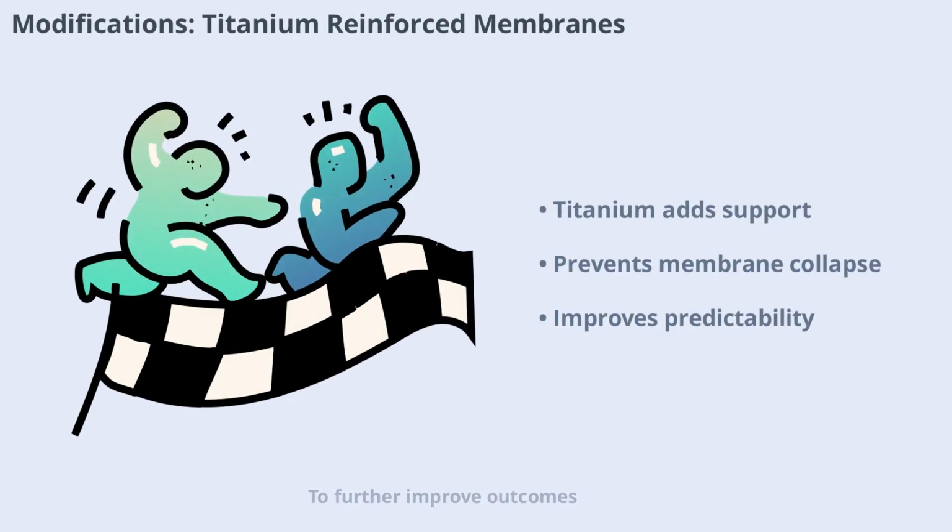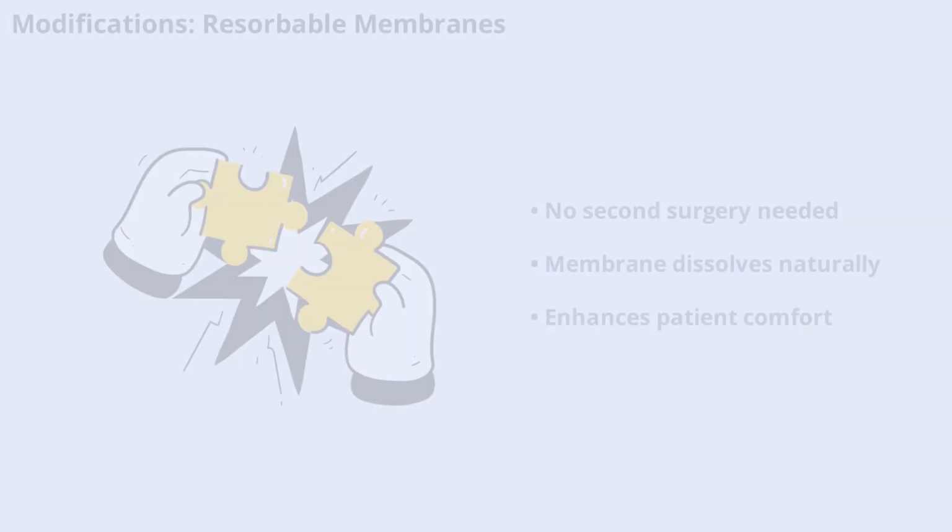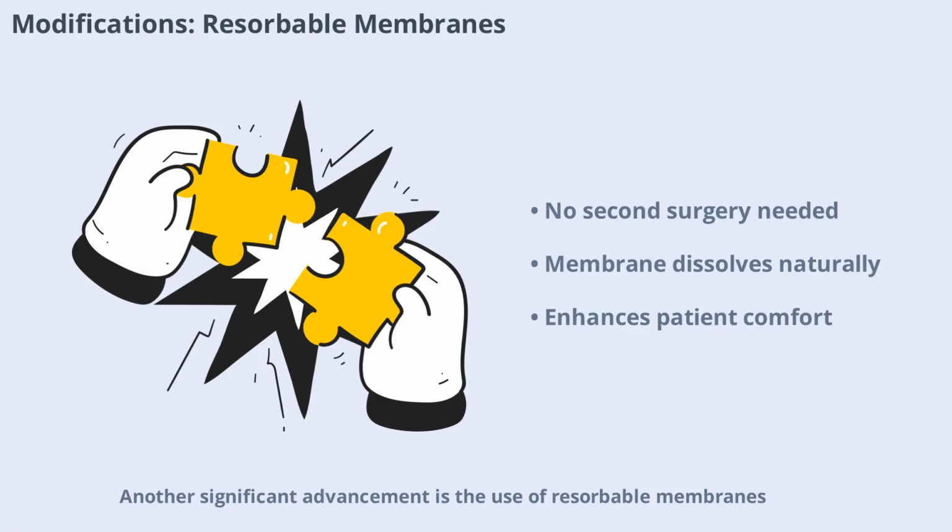To further improve outcomes, titanium-reinforced membranes have been introduced. These membranes provide additional support and help maintain the space below the membrane, which is essential for successful tissue regeneration. The rigidity of titanium reinforcement ensures that the membrane does not collapse, even in larger defects, allowing for more predictable results. Another significant advancement is the use of resorbable membranes.